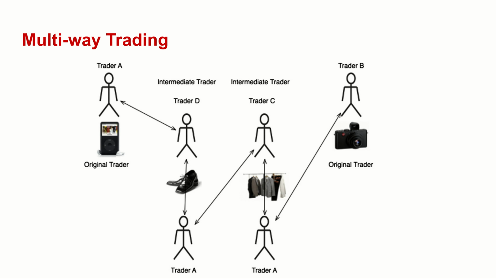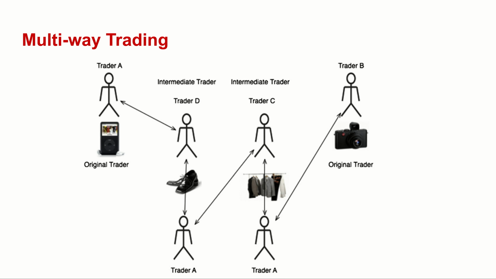Of course, not all trades need to be simple. Let's take this one here as an example. In this scenario, we can assume that Trader A is offering an iPod and desires a camera. Trader B offers a camera and desires clothing. This cannot be completed as they do not have what each other wants. However, there is also a Trader C that has clothing and desires shoes, and a Trader D that is offering shoes and desires an iPod.